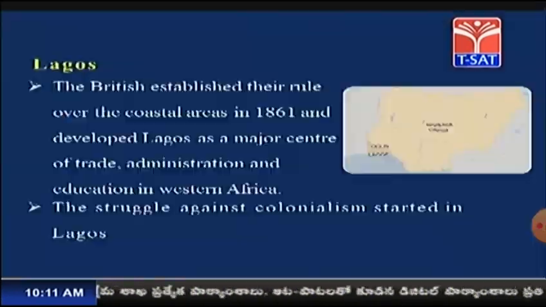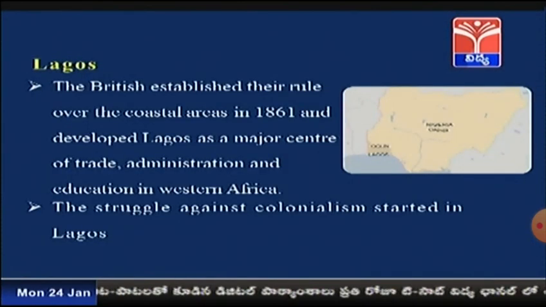The British established their rule over the coastal areas in 1861. Children, even in India, the Britishers settled their godowns in the coastal areas only. Why? Because they wanted to transport raw materials through the ships, and again the finished goods are brought back in the ships. For this purpose, the Britishers settled near the coastal areas, and those areas later became the major centers of industry.